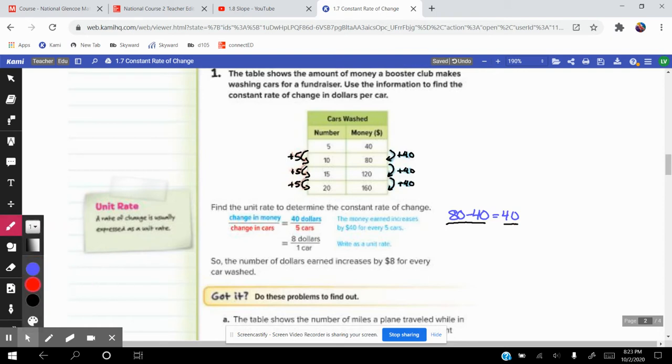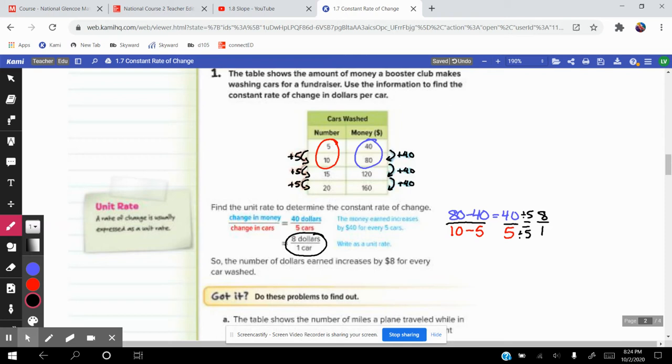Then the denominator is the change in cars. They got that as 5 cars. Because I took the information of 80 and 40, I want to find the corresponding values in the number of cars, which is 10 and 5. So I'm going to take 10 minus 5, which simplifies to 5. They then took this ratio and simplified it to 8 divided by 1. They got that by dividing the numerator and denominator by 5. So that means $8 per one car. So the number of dollars earned increases by $8 for every car washed.